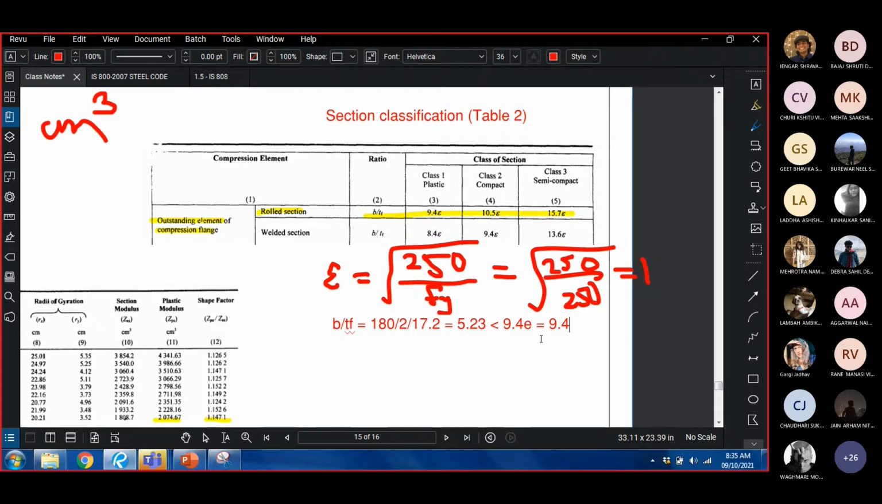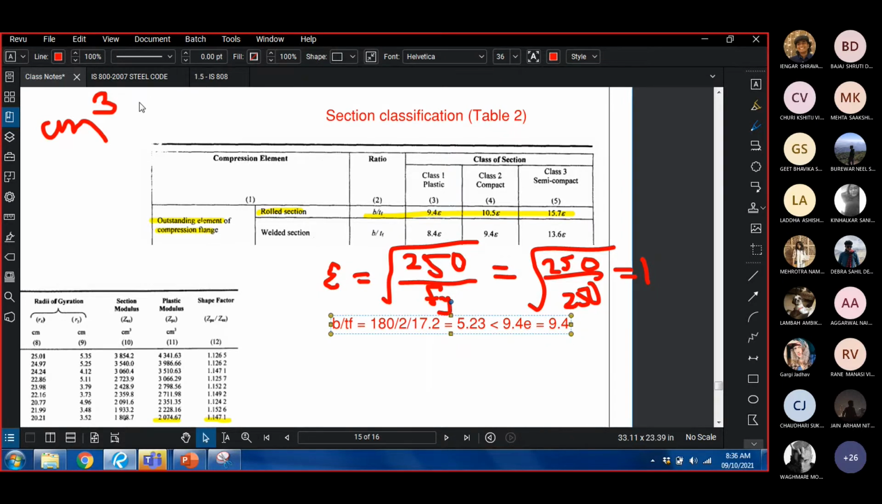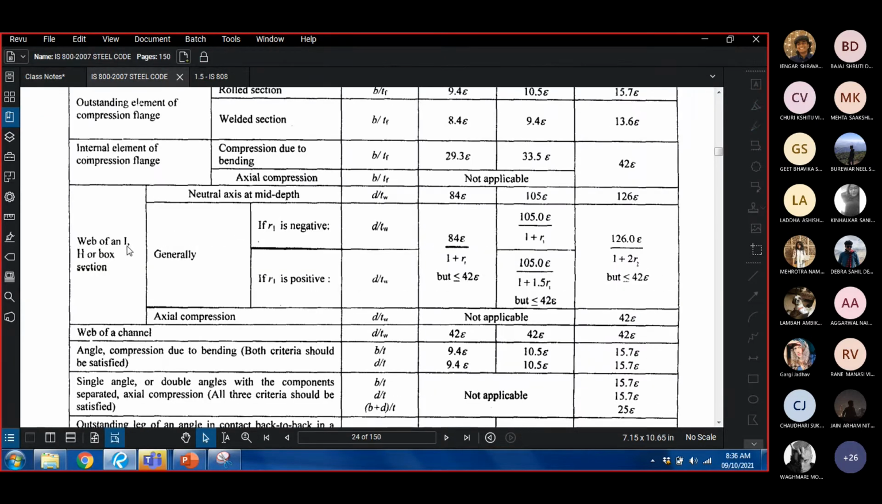And then the second check. Now we've checked the flange. Now we also have to check the web. So this is the web of an I section when the neutral axis is at mid depth, because ours is a symmetrical section. When the section is unsymmetrical, then you might have the neutral axis slightly above or below the center line. But here the neutral axis is at mid depth, since we have a symmetrical section. Therefore, we have to look at this particular.